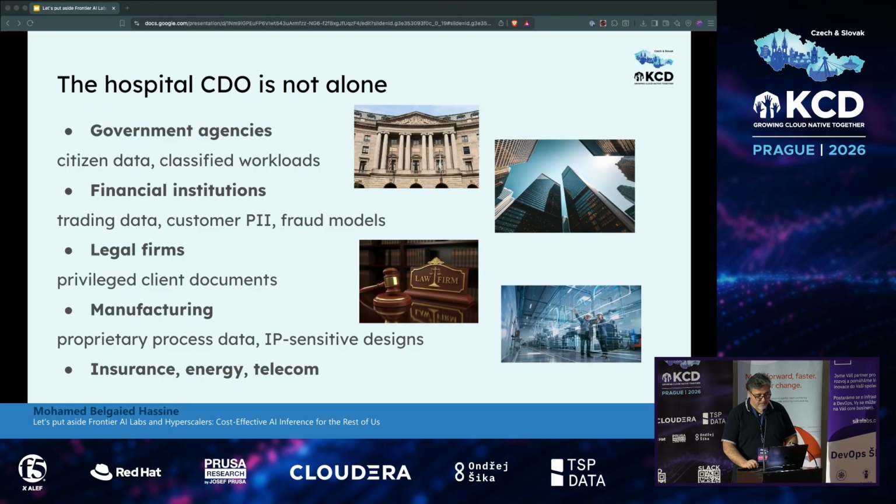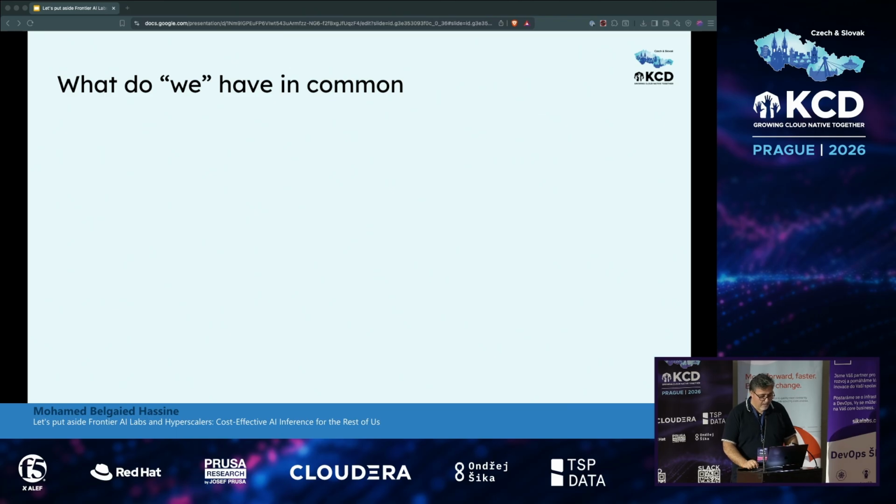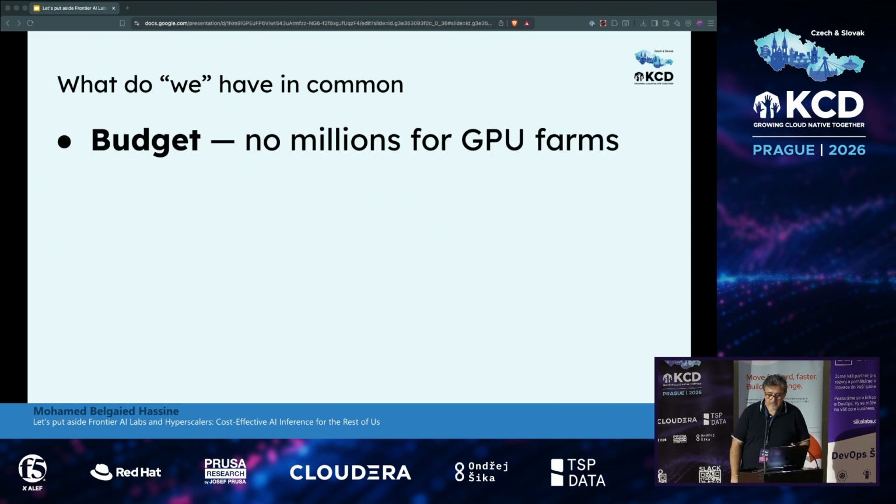Okay, so here the photos are. So the rest of us, what do we all have in common? First of all, budget. We cannot buy the GPU farms that I mentioned before. These cost really millions. And the AI budget for most enterprises is just a corner in the IT budget overall. It's not something that you can put a lot of money into.